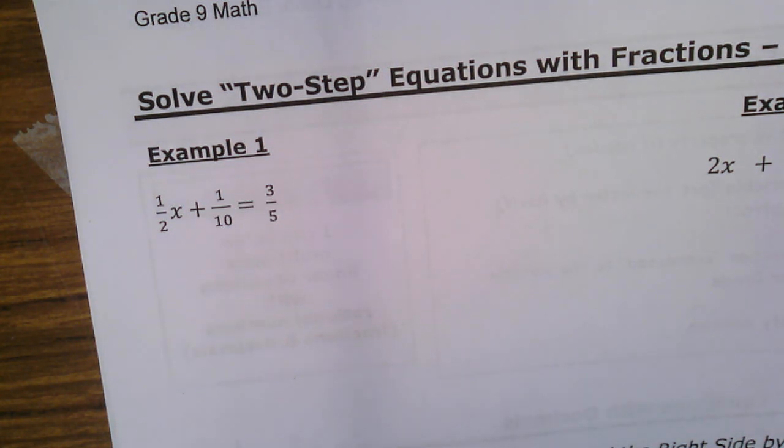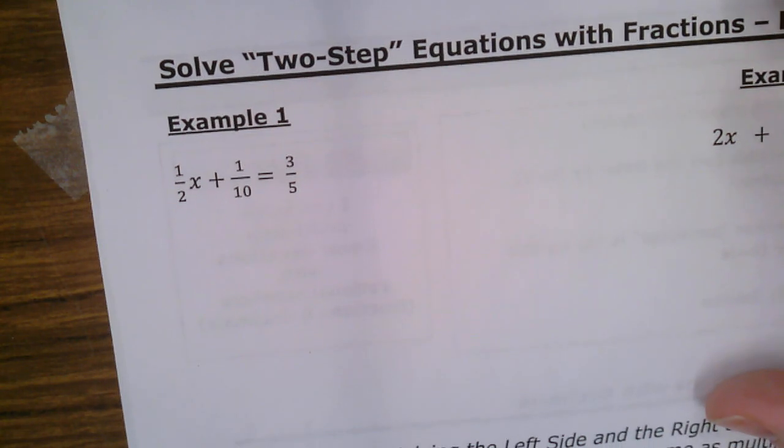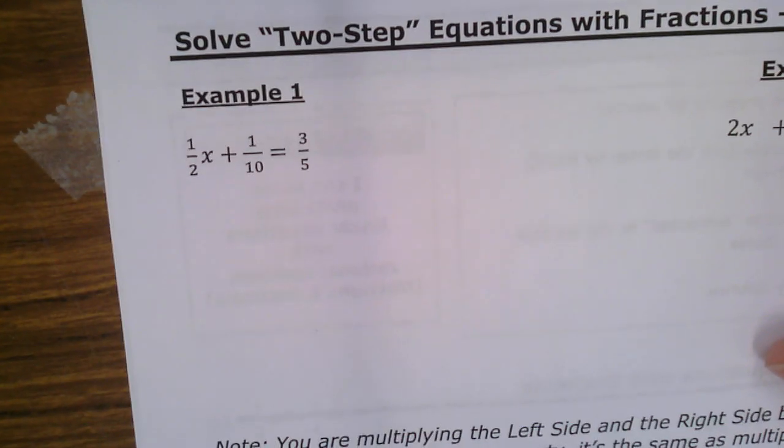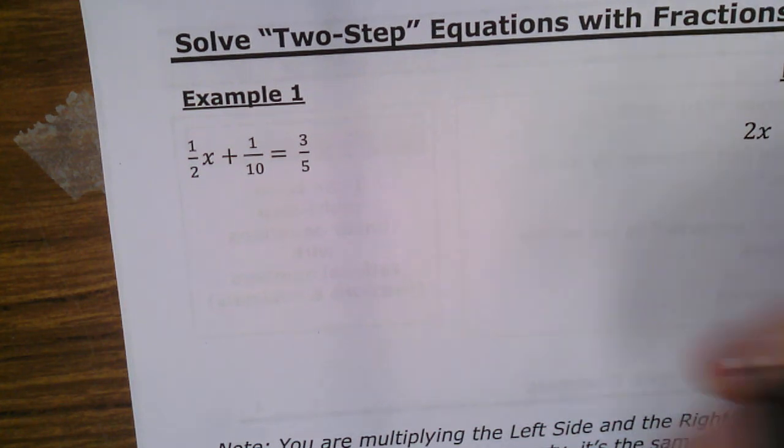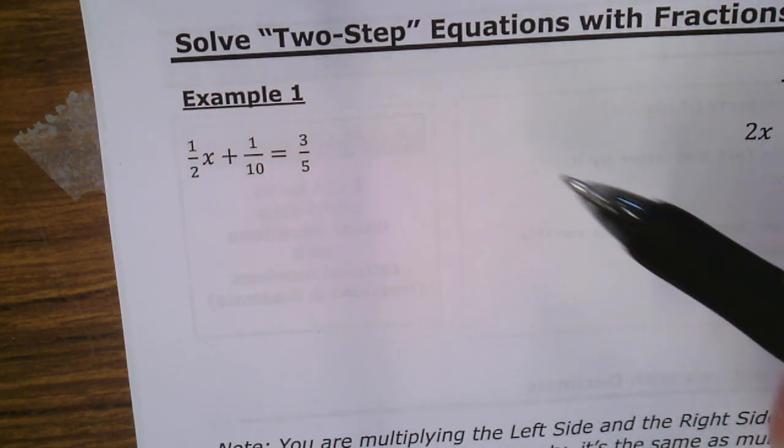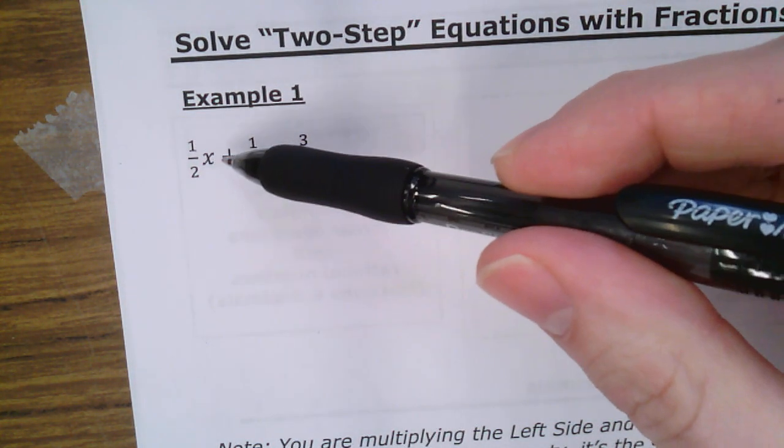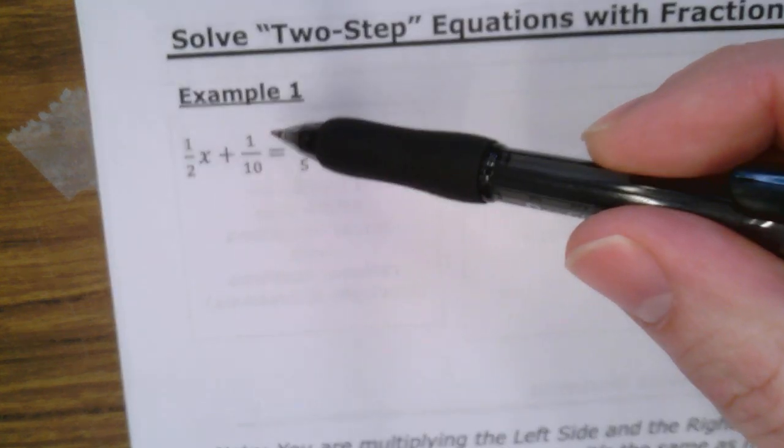All right, all you math geniuses, we are going to look at two-step equations with fractions, okay? So we're going to use that "I hate fractions" approach when encountering these. We're going to look at this question. We're going to say, okay, I see 1/2 times x plus 1/10 equals 3/5.